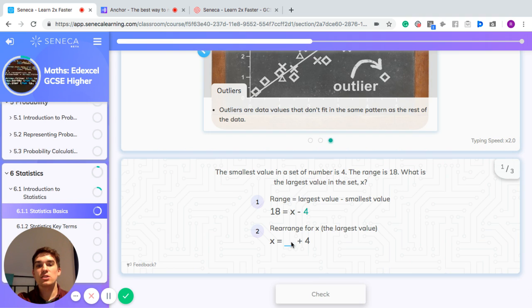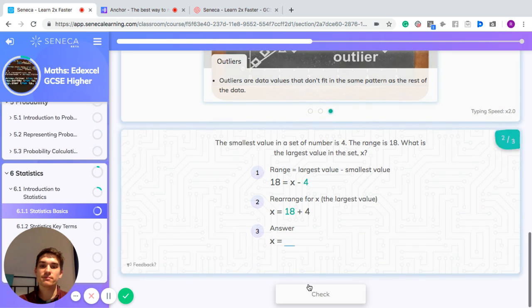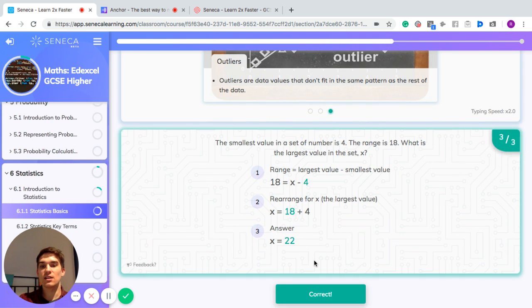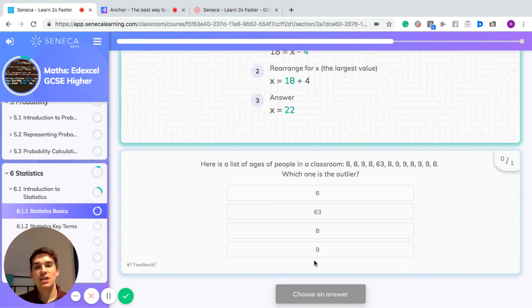So what we can do is find out what that largest number is. We can take the smallest number, 4, and add 18 to it, and that will give us the answer. The largest number is 22. If you think about it, if you've got the lowest value of 4 and the highest value of 22, the range of those, the difference between them, is 18.